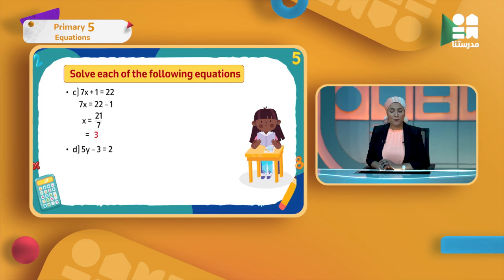Now, let's move to letter D. 5y minus 3 equals 2. Then what I'm going to do is transfer the negative 3, or the minus 3, to the other side with the opposite sign. So it will be 5y equals 2 plus 3, which is 5. Then y equals 5 over 5, and this is equal to 1.